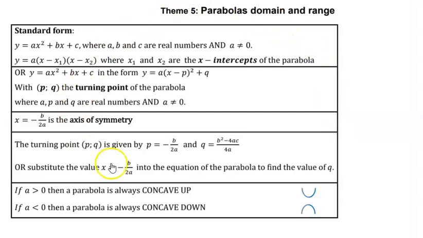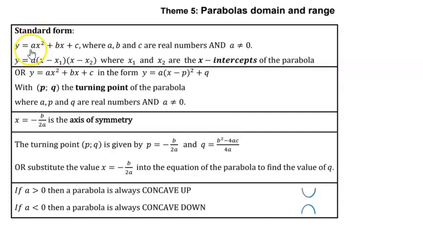On this page you will see a summary of what we know so far of parabolas, and in this video we will concentrate on the domain and range of the parabolas. Look at the standard form again.